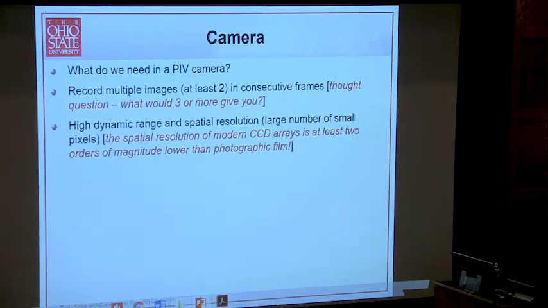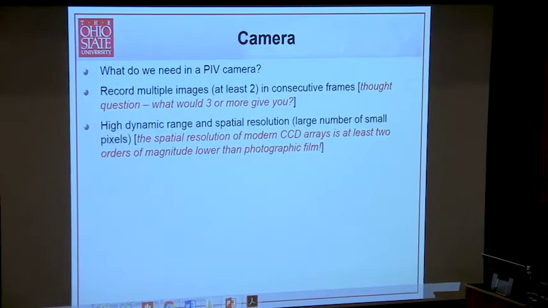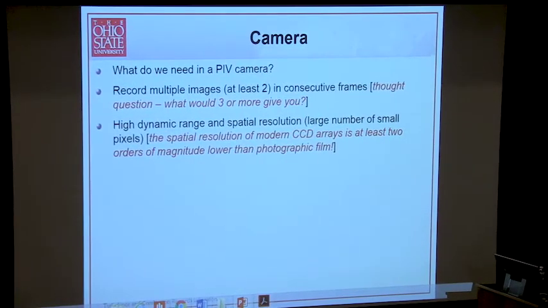Now, the spatial resolution of modern CCD cameras is actually pretty poor compared to photographic film. Okay, so when I started grad school, we actually had both. I'm not that old. But people were still doing some measurements on actual film. Now, there's a pro to that: the resolution is exceptional.